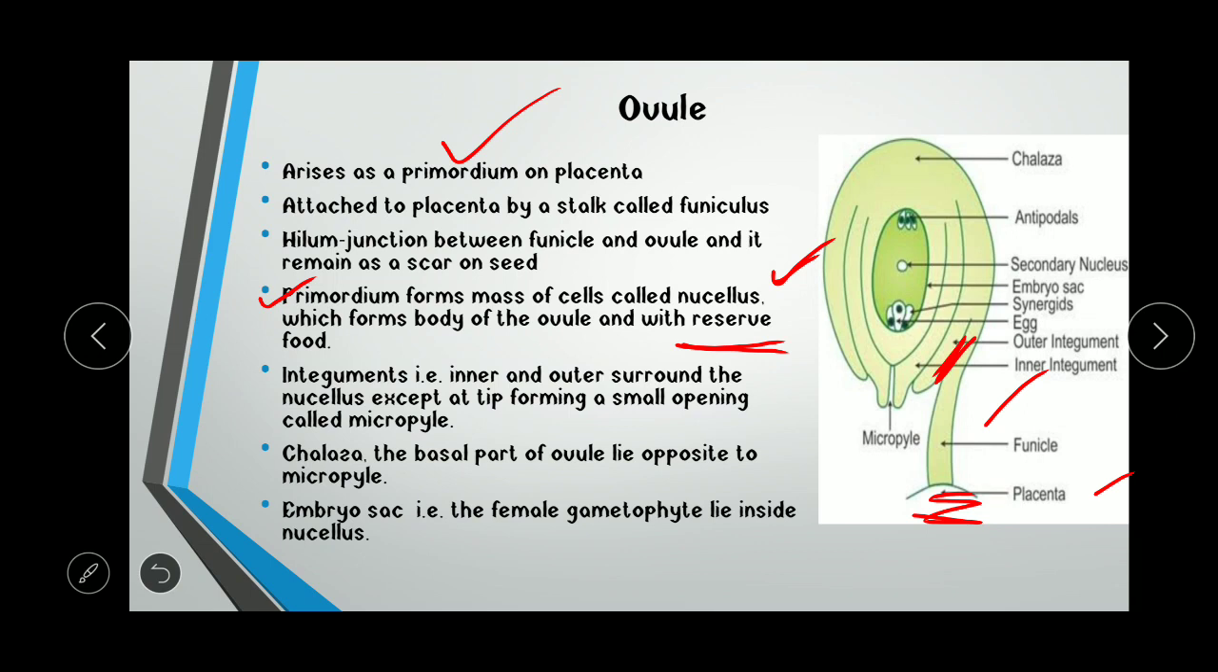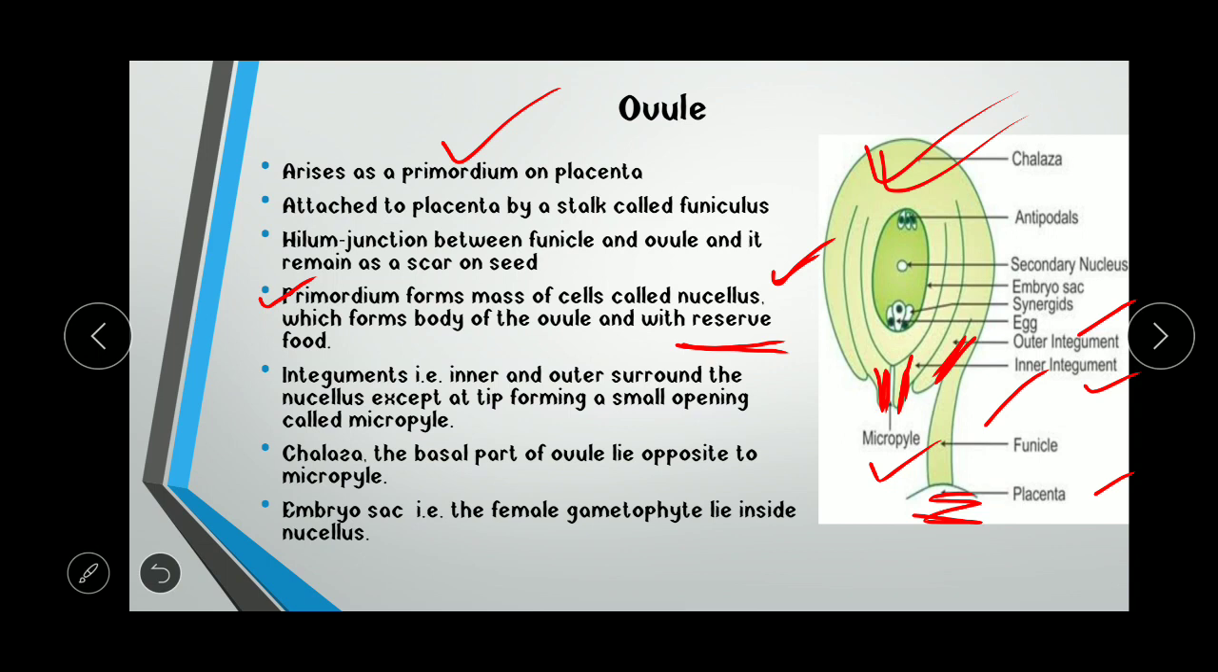Various structures of the ovule are formed from the nucellar tissue. Then the integuments, two integuments, outer and inner, surround the nucellus except at the tip. Here there is no nucellus. You can see this part. This is the micropyle. So the inner and outer integuments surround the nucellus except at a tip, forming a small opening called the micropyle. The chalaza is at the basal part, opposite to the micropyle. Depending upon the position of chalaza and micropyle, there are a variety of ovules. They may be orthotropous, anatropous, hemianatropous, campylotropous, but these things are beyond the scope of discussion at our level.